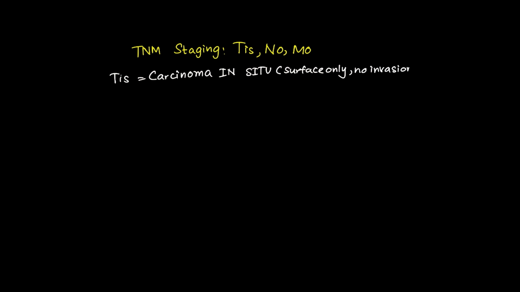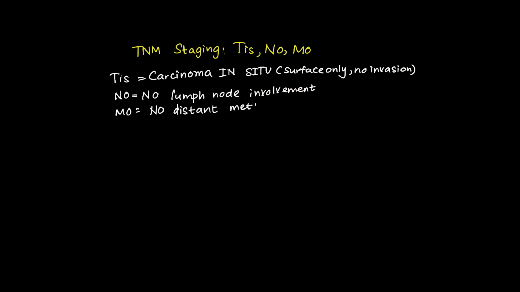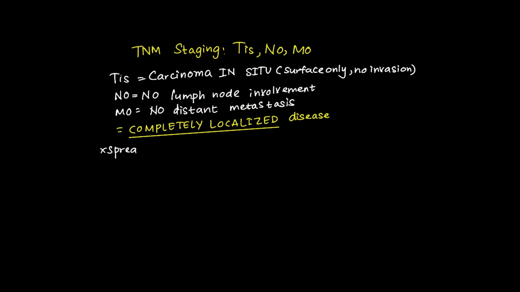The patient has a staging report that reads TIS N0 M0. Let's decode this piece by piece. TIS means carcinoma in situ. The cancer cells are sitting right on the surface layer and haven't punched through the basement membrane into deeper tissue. They haven't invaded anything yet. N0 means no lymph node involvement has been found. M0 means no distant metastasis detected. Put it all together and you get completely localized disease. The cancer is exactly where it started and hasn't gone anywhere. That's about as favorable a staging as you can get.